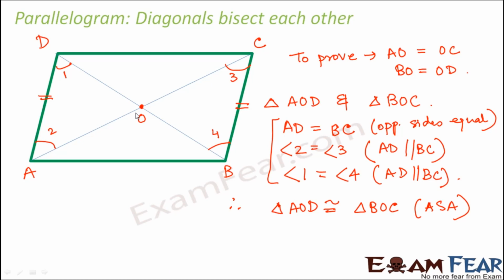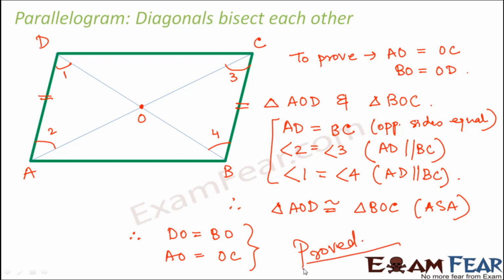Now, once these two triangles are congruent, then what happens? Their corresponding parts also become equal. Therefore, DO is equal to BO and AO is equal to OC, and that is what we wanted to prove. So we can say hence proved. Therefore we very clearly proved that the diagonals in a parallelogram always bisect each other. So till now we have discussed the properties of parallelograms, in fact, the four major properties of a parallelogram, and we have also proved them.